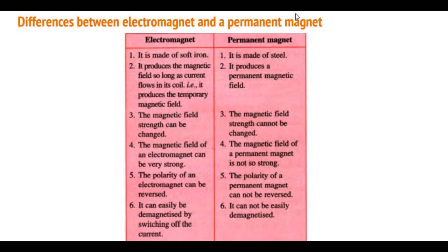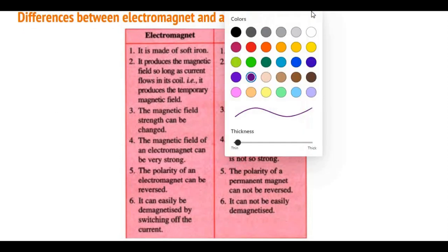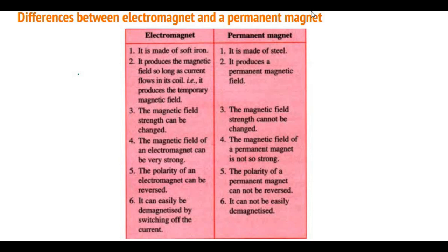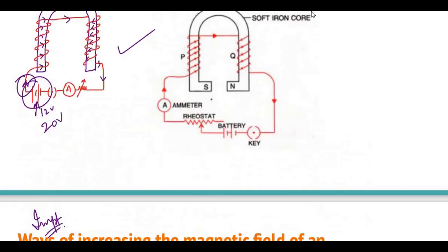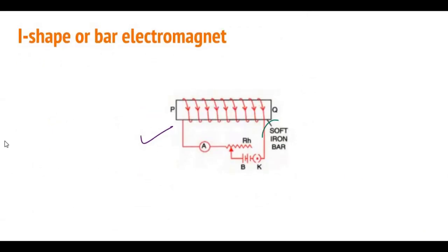Differences between an electromagnet and a permanent magnet. This is the next topic. Easy to understand. First of all, you have to know that the electromagnet we just studied, we have used soft iron as the core. हमने figure में भी लिखा था ना, U shaped electromagnet भी बनाया तो भी हमने यहाँ पे क्या लिखा, soft iron as the core. इसमें भी soft iron as the core, I shape वाले में भी.